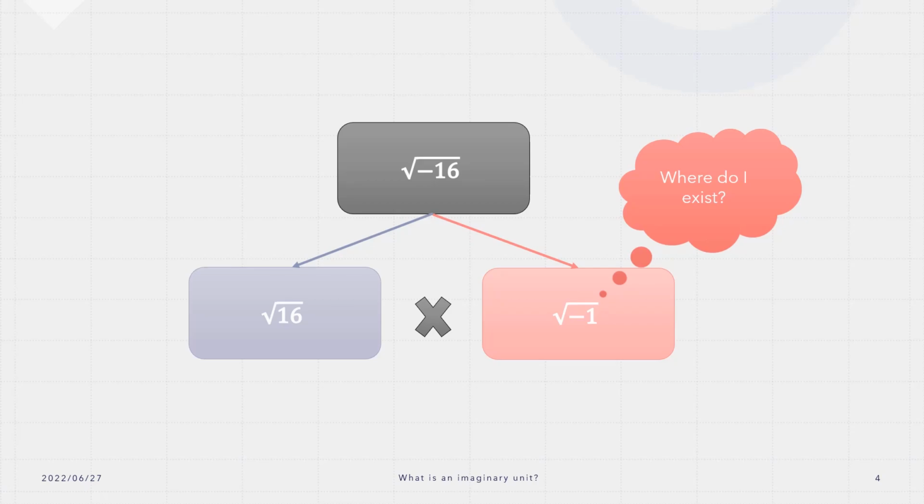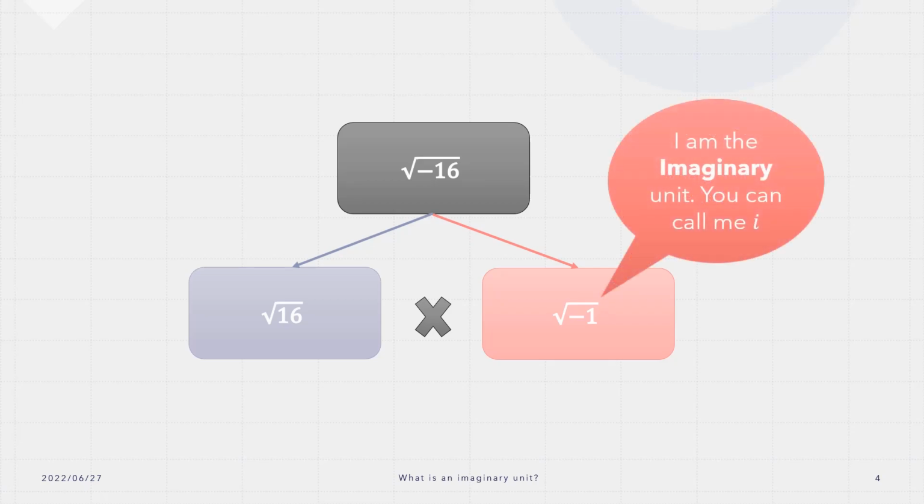Now, since the square root of negative 1 is a value we do not know, we can now use our knowledge of algebra and replace it with a symbol to represent this unknown value. This symbol is i, and it represents the imaginary unit.